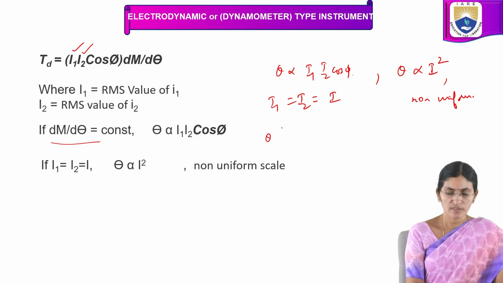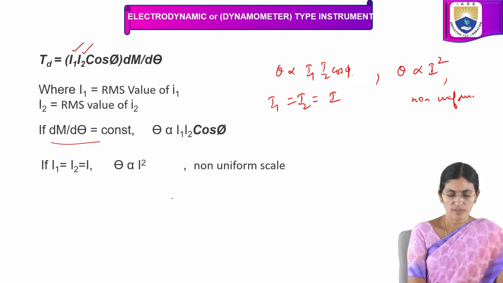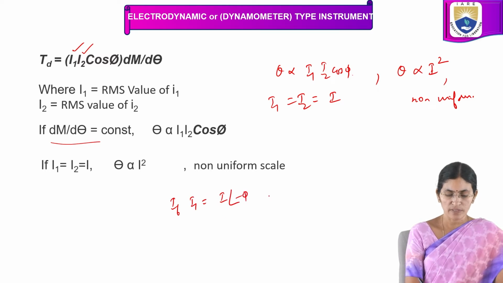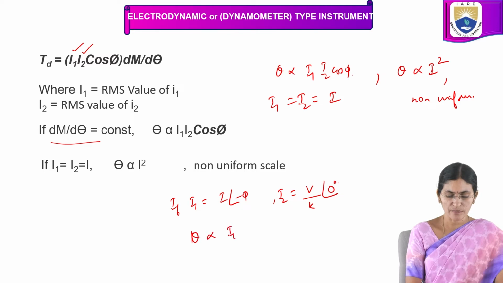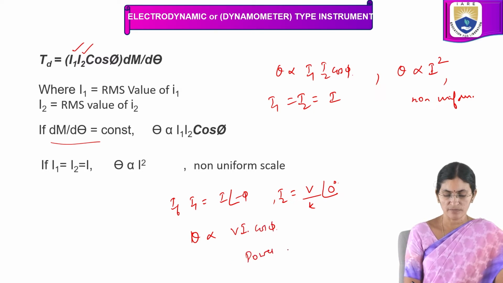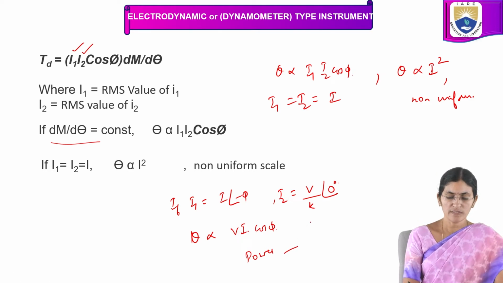If I1 is equal to I at an angle minus phi, and I2 is proportional to the voltage at 0 degrees, then theta is proportional to I into V. Theta is proportional to V I cos phi. So that is the power which is to be measured. So for this case, the scale is uniform.